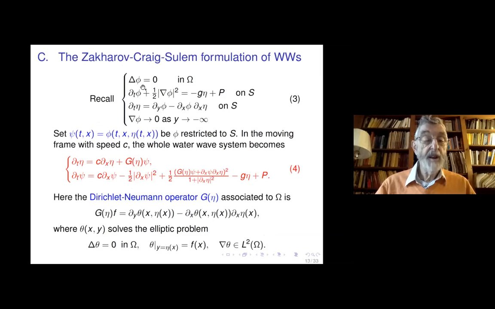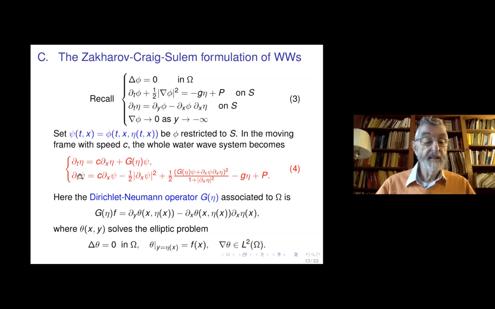This is what I wrote down before. I'm just repeating: that's Euler's equation and the boundary conditions. And here in red is the Zakharov-Craig-Sullivan formulation, where G is the Dirichlet-Neumann operator. So eta is the function defining the free surface, and psi is just the restriction of the velocity potential to the surface.